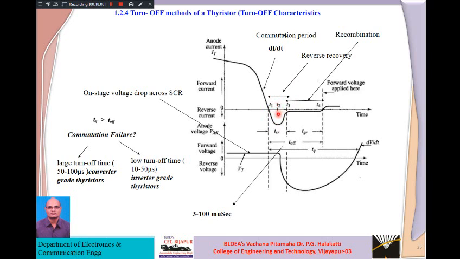So till T2 your forward voltage will be the same, breakover voltage, forward voltage. From T1 to T2, from 0 to T2, by reducing the anode current and applying the reverse current to all the four layers, we are trying to first remove all the majority carriers.